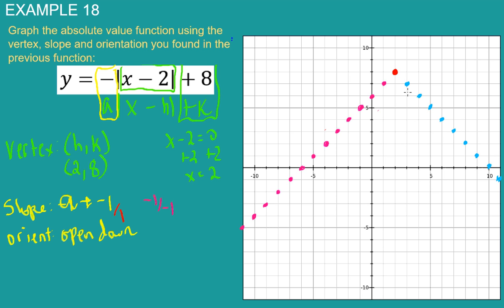And there we have a complete graph as long as we put on our lines. So let's draw on some lines here as best as I can. And there we go. Complete graph for the absolute value function.